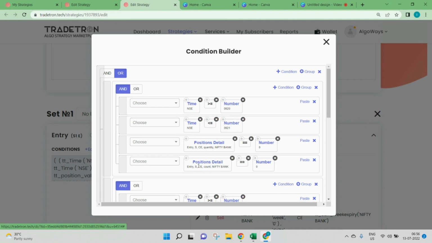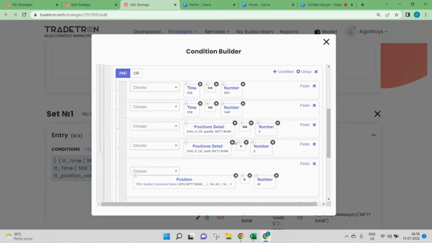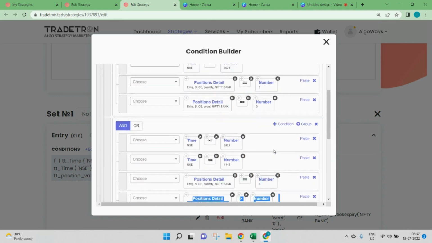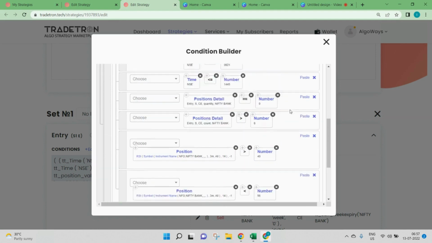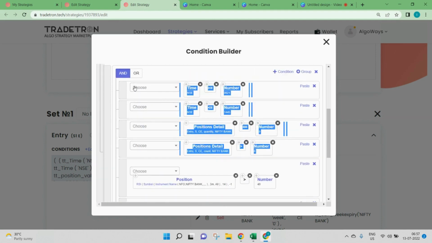Quantity is 0, and in entry and position detail I have used count here, so it is not required though, because we have put the time condition as well. Count means that when the count is 0, no trade has happened, then this particular set will be used. If count is more than 0, it means already one trade has happened, and then the system will not entertain this particular set of information. It will entertain only this, because here the count number is more than 0.